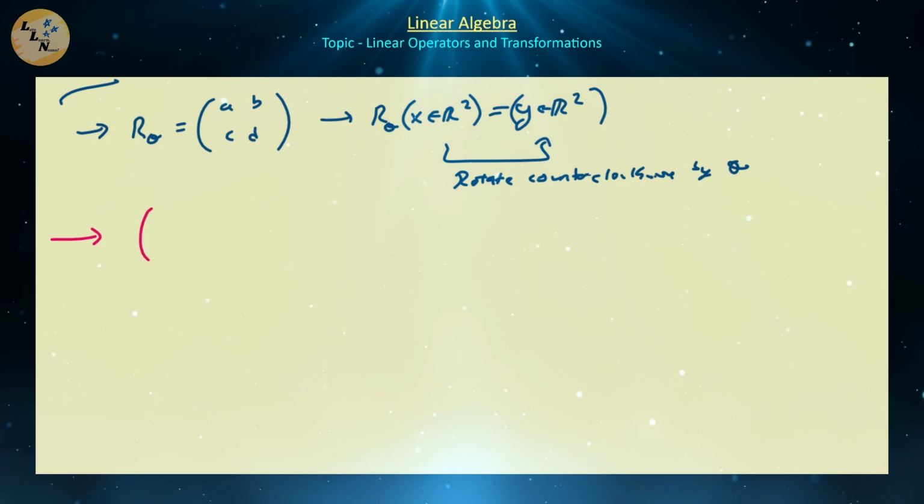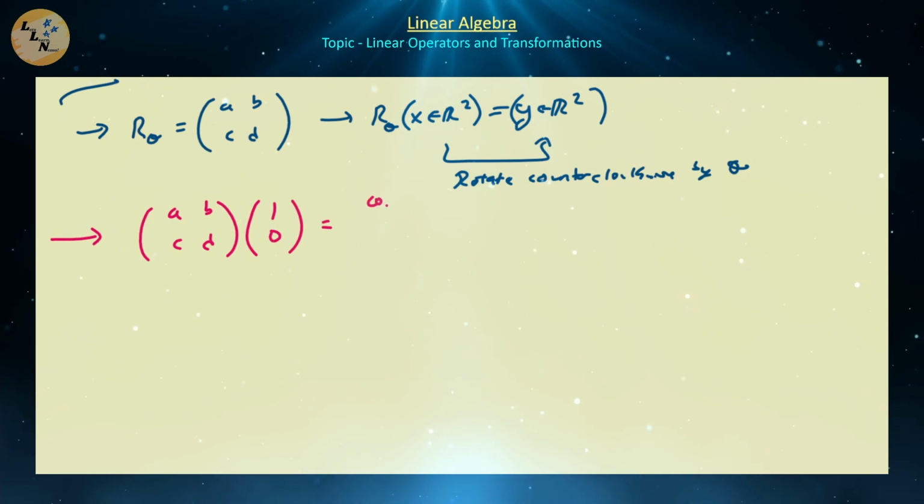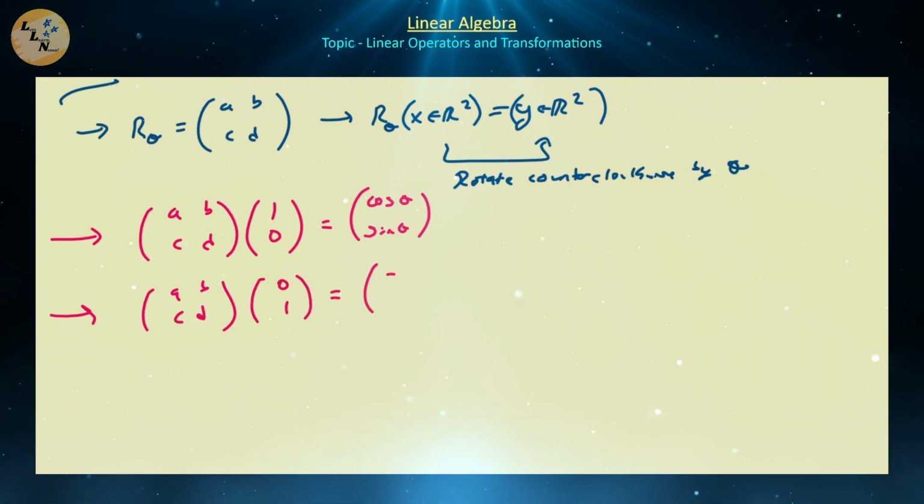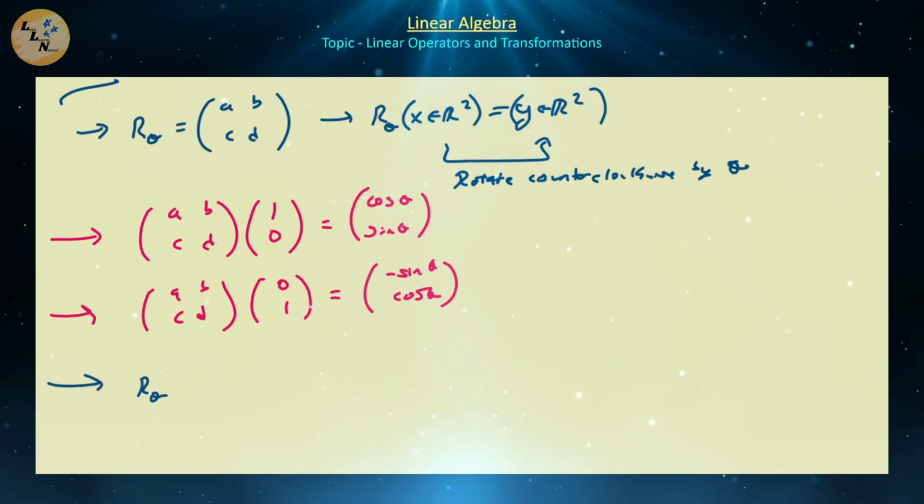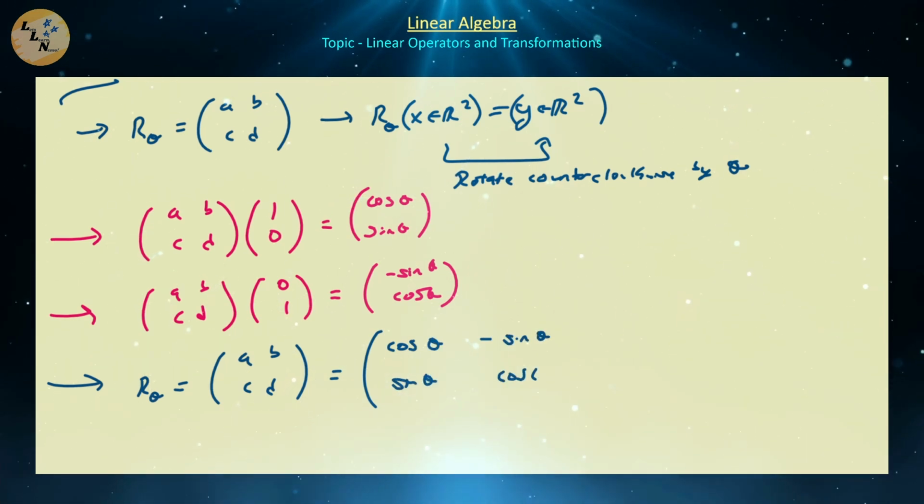In particular, we have that A, B, C, D times 1, 0 is going to be equal to cosine theta, sine theta. And we also have that A, B, C, D times 0, 1 is going to be equal to minus sine theta, cosine theta. So we have a systems of 4 equations and 4 unknowns, A, B, C, D, and you should be able to solve those equations for A, B, C, D, and you should be able to show that R theta, which is going to be equal to A, B, C, D, actually is equal to cosine theta, sine theta, minus sine theta, and cosine theta, right?